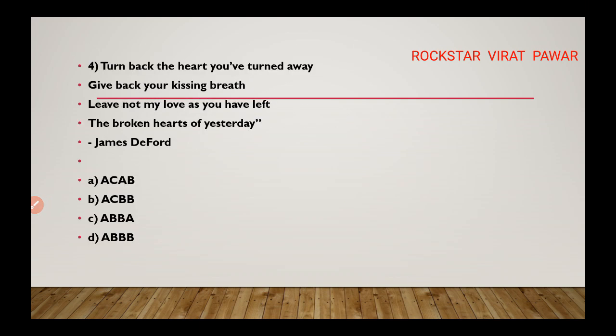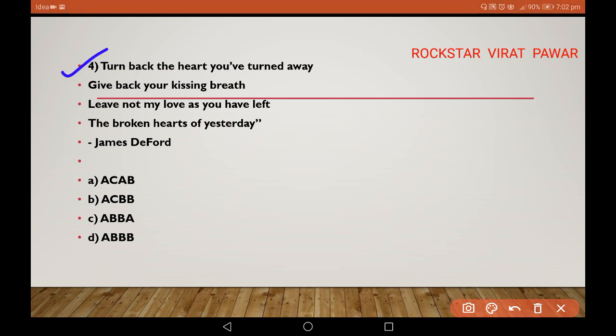Now see the next question, that is "Turn back the hurt you have turned away." Here we write A, then "give back from kissing breath, leave not my love as you have left." See, breath and left, and then "the broken hearts of yesterday," away and yesterday, the words are rhyming.